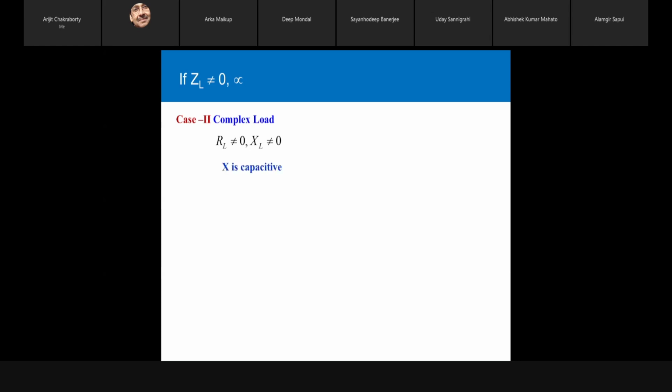And now I am taking the first example when X is capacitive. There are 2 options. X is capacitive, X is inductive. I'm giving you the example for X capacitive, and from that you can draw your conclusion for X inductive. So first you go X capacitive.